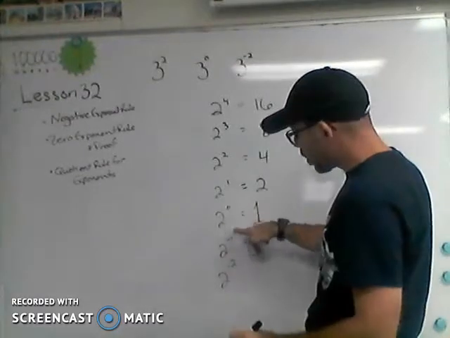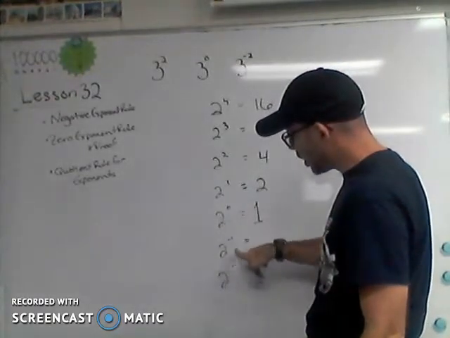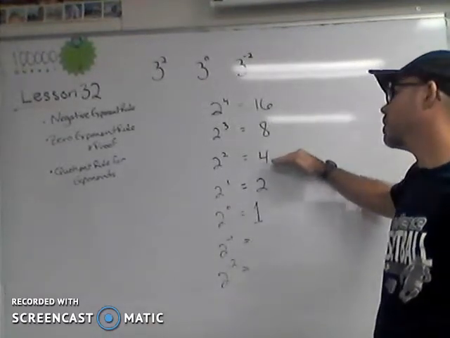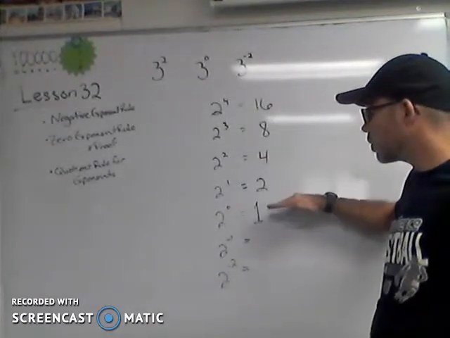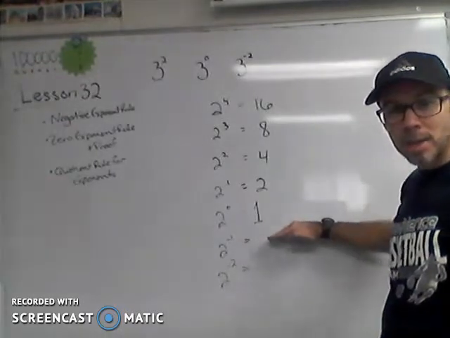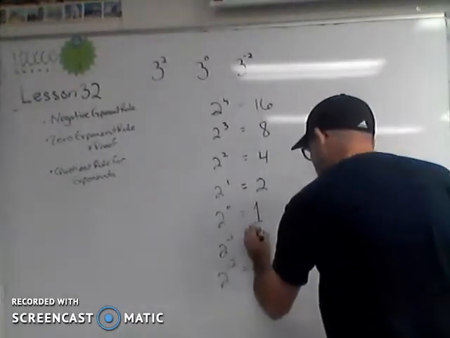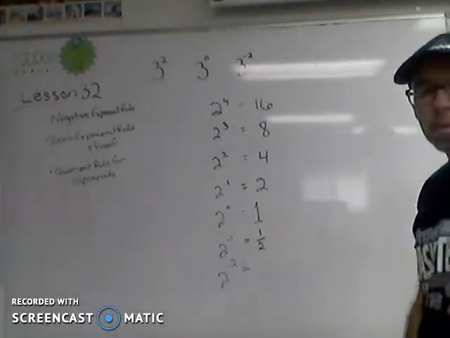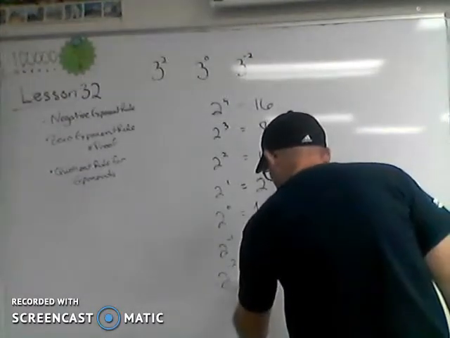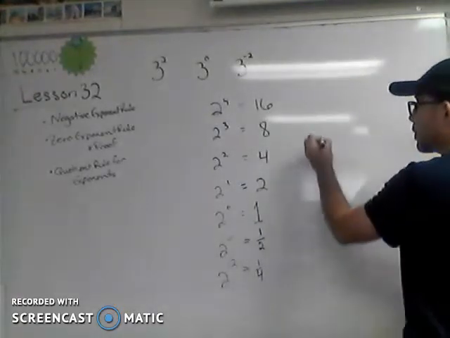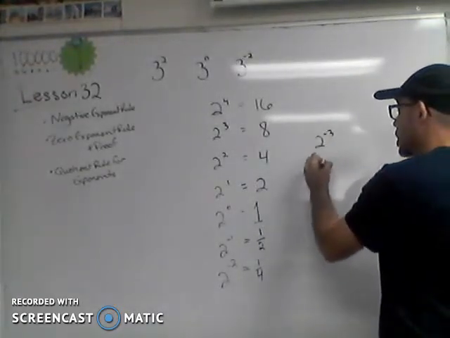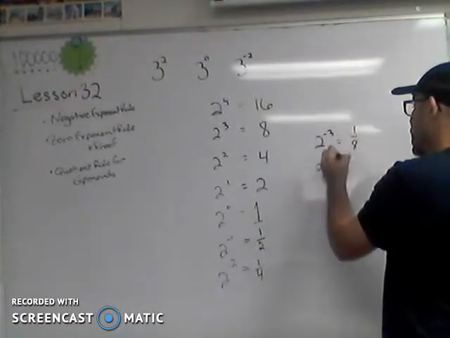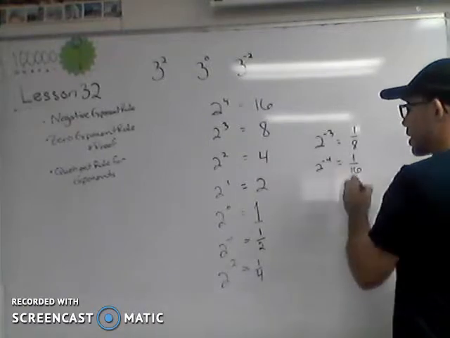And I'm going to keep dropping that power down from 0 to negative 1 to negative 2, and we're just going to keep the pattern going. 4 divided by 2 is 2. 2 divided by 2 is 1. 1 divided by 2 is 1/2. And what's 1/2 divided by 2? That's 1/4. Now if I kept going to the negative 3, to the negative 4, you divide this by half again, you get 1/8, and you're going to get 1/16.